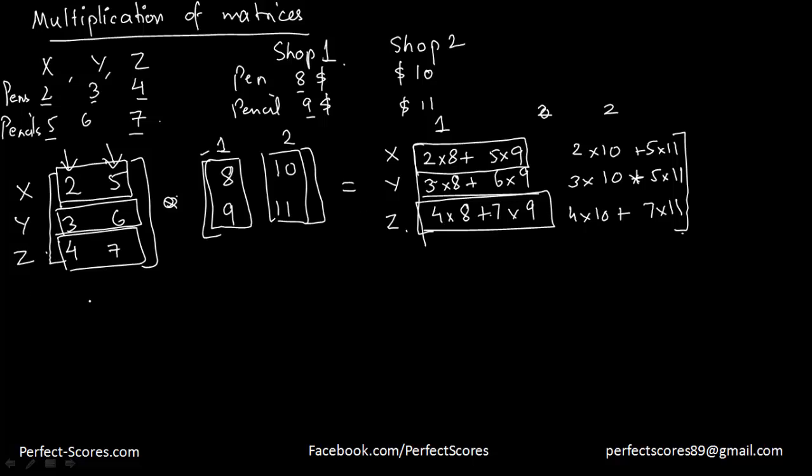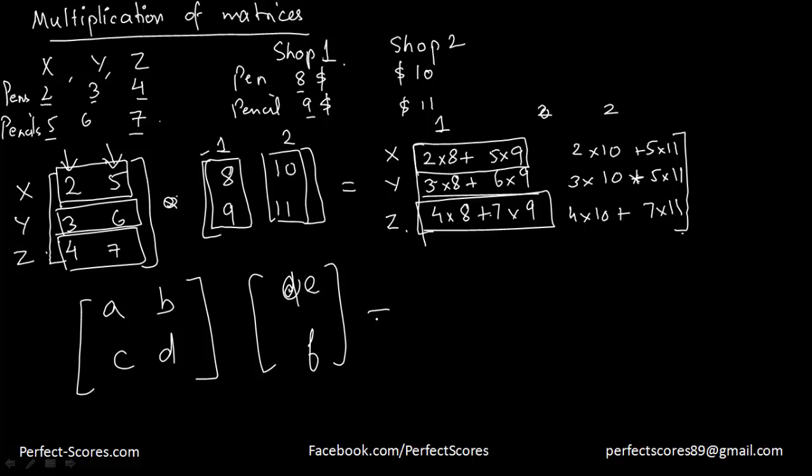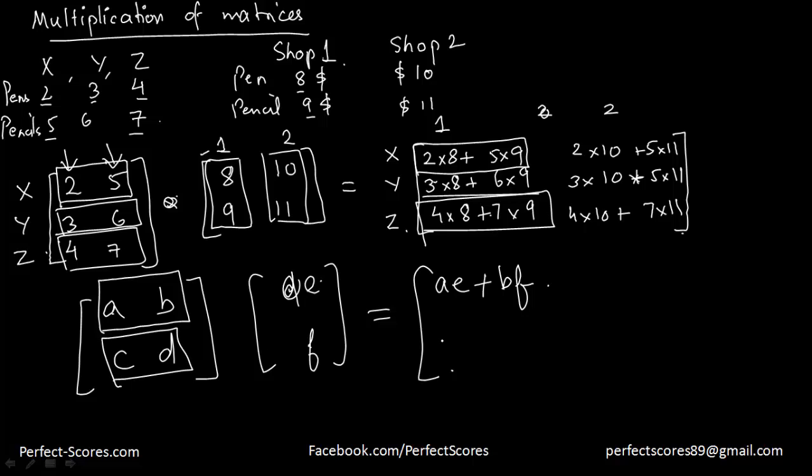So let's suppose I have a matrix A, B, C and D, right? And I have another matrix, let's suppose E and F. So what is going to be the multiplication of these two matrices? I'm going to multiply this into this here. So it's going to be A into E plus B into F, and then we're going to multiply this into this here, which is going to be C into E plus D into F, and this is going to be the multiplication of these matrices.